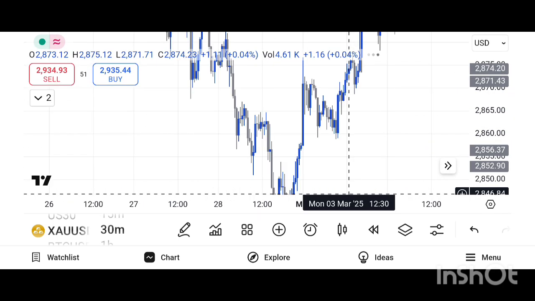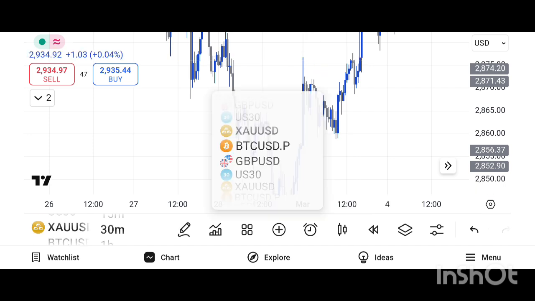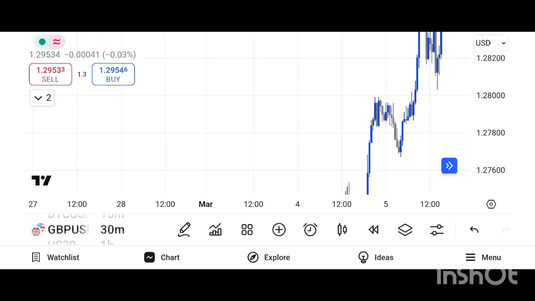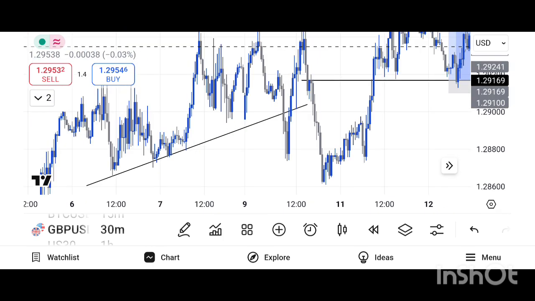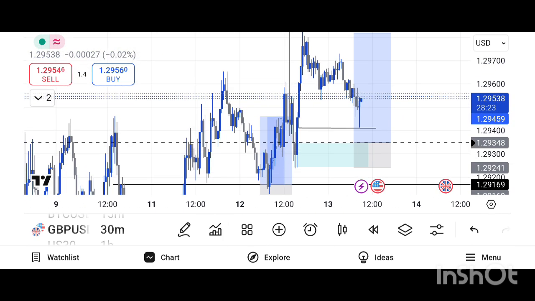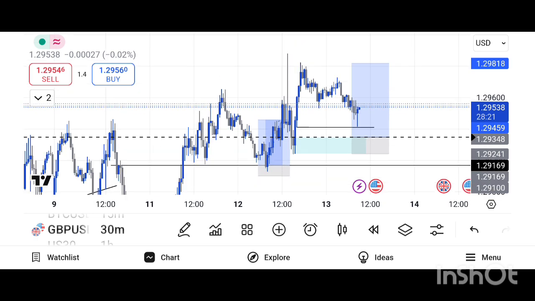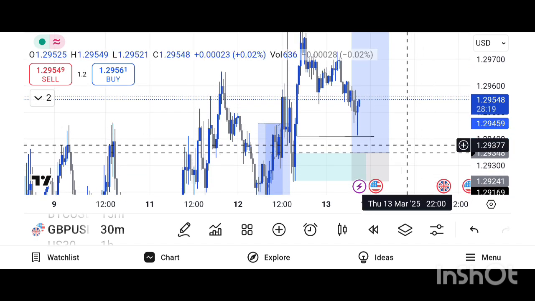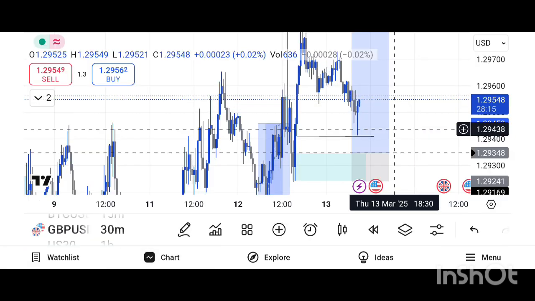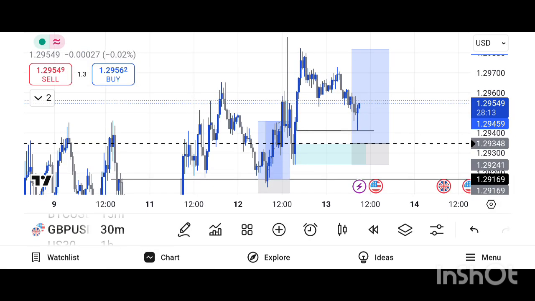So let us move to GBP USD, and let me just give a quick breakdown on the trade. So you can see I'm also waiting for a trade this morning, and you can see the trade didn't even get to trigger me, and GBP USD is already pushing up.